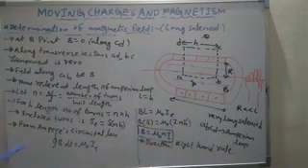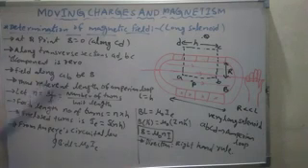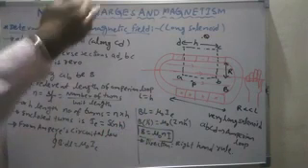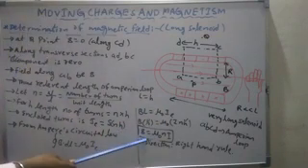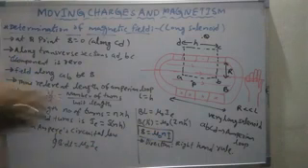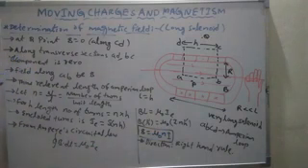This is the most important formula: the magnetic field induction due to a current carrying infinite length solenoid at its center. How much is it? Mu naught N I. Outside, how much? 0. Inside, it is uniform, and it is mu naught N I. The finite length solenoid we can discuss in the integrated syllabus. From the board examination point of view, we are concentrating on this now.